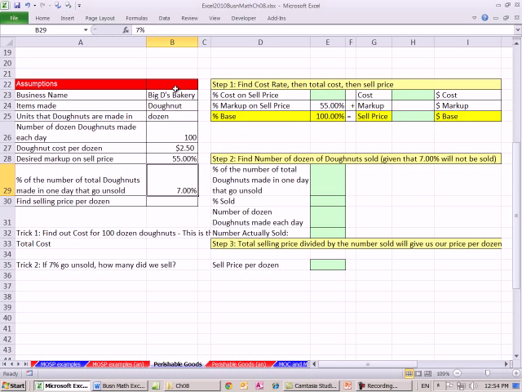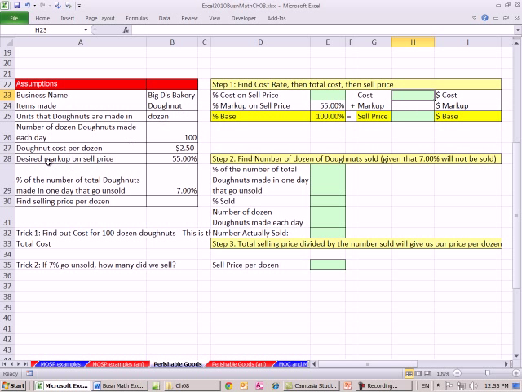So the first trick is to realize we have some information. We have markup on sell price, but we don't have what we need. Specifically, we need total cost. But we are given 100 dozen, $2.50 per dozen, so we can figure this out. Just like last video, we can figure out the cost.